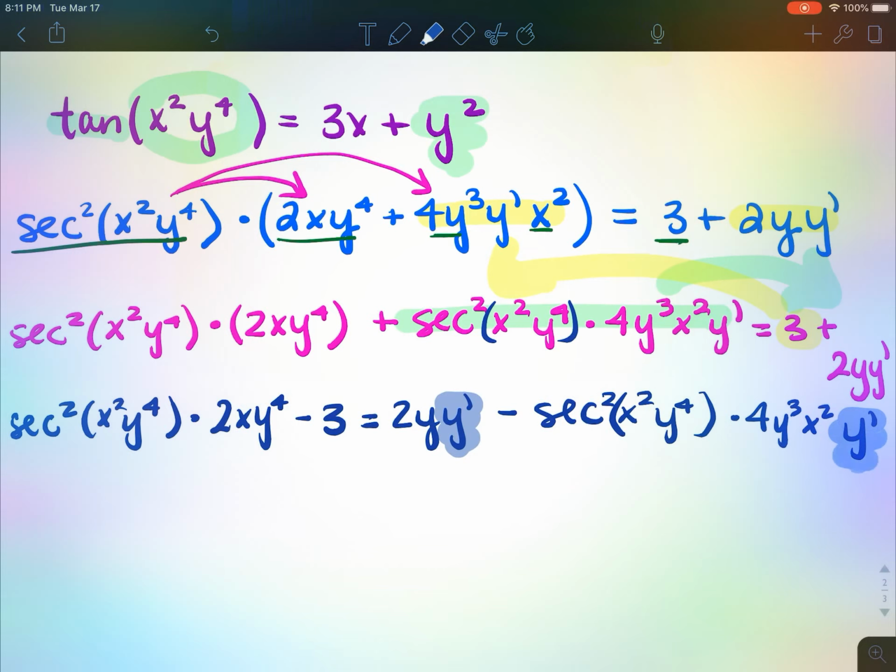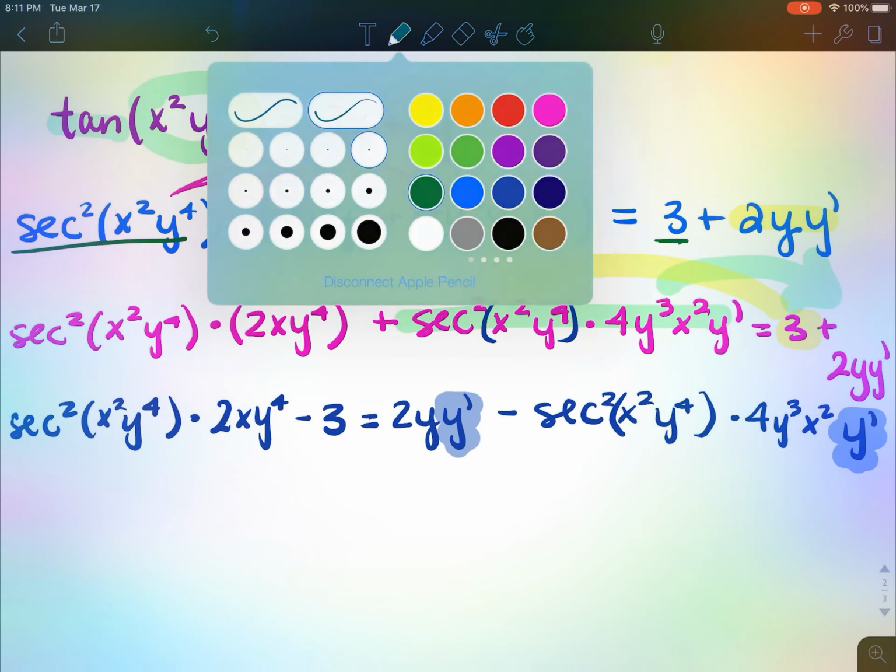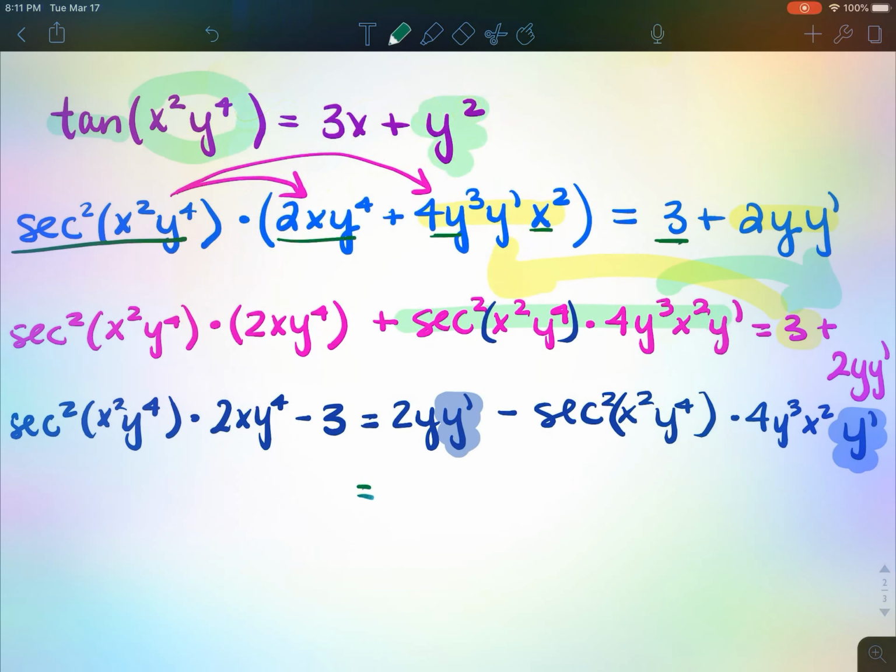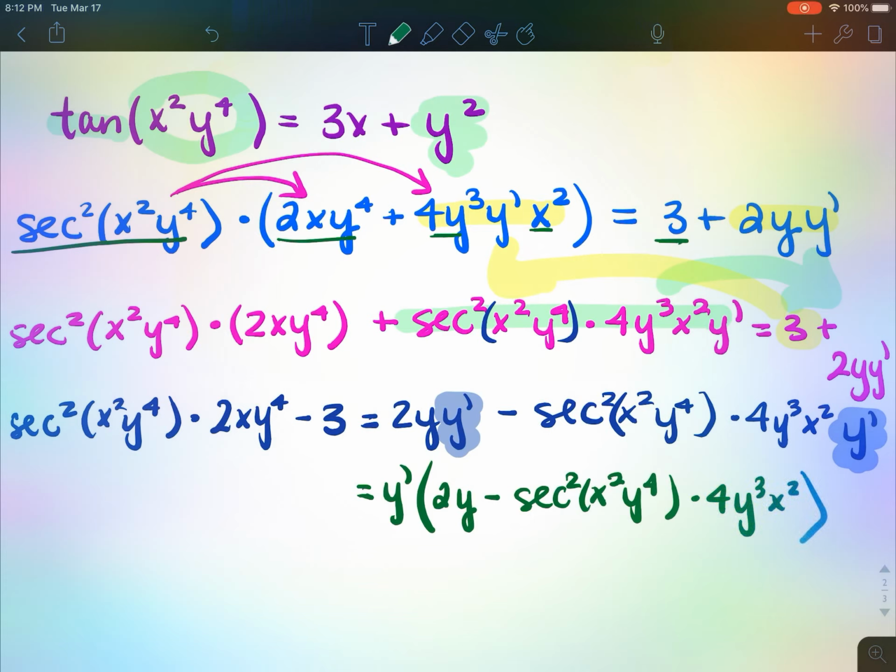So this one has a y prime and this one has a y prime. So we're going to factor that out. Leave the left side alone. And we're going to write here y prime times 2y minus secant squared x squared y to the fourth times 4y to the third x squared. So it's like the reverse distributive property.